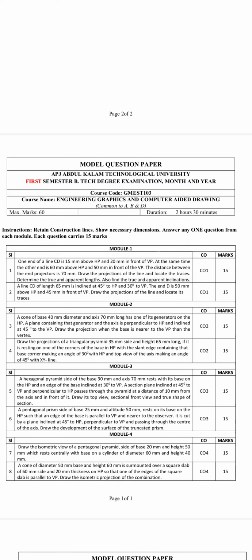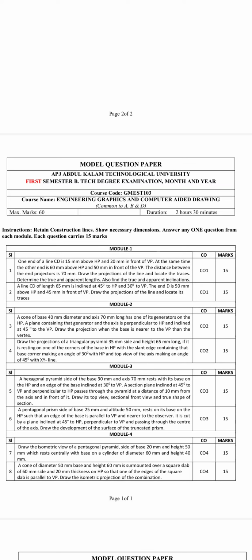Then module 4 first question. Draw the isometric view of a pentagonal pyramid, side of base 20 mm and height 50 mm, which rests centrally with its base on a cylinder of diameter 60 mm and height 40 mm. The last question is from the fourth module.